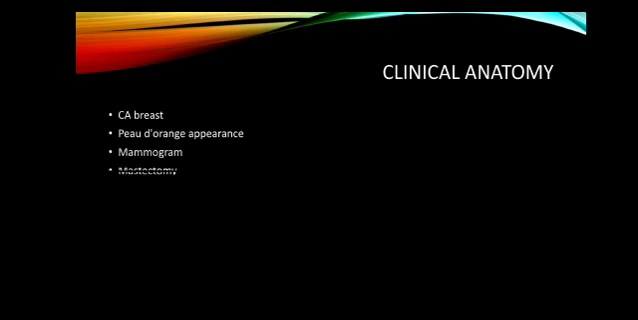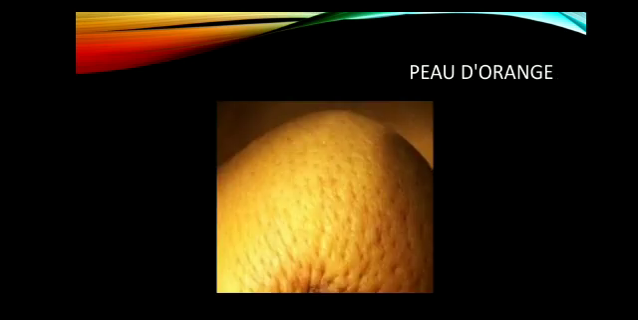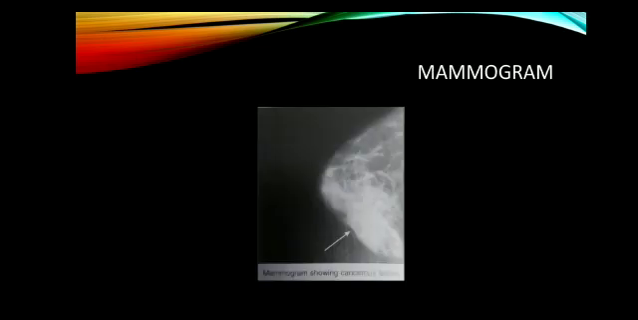The mammogram. Mastectomy is the removal of the breast. Radical mastectomy is the circular incision given to the removal of breast. Lumpectomy is the removal of the lump or the tumor which is in the breast. The peau d'orange appearance, relating to the peel of an orange. The mammogram showing a cancerous lesion.